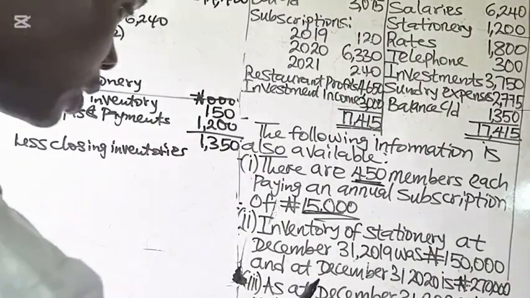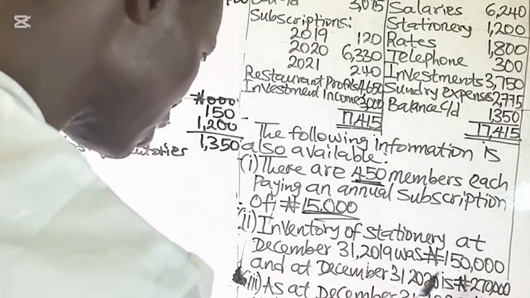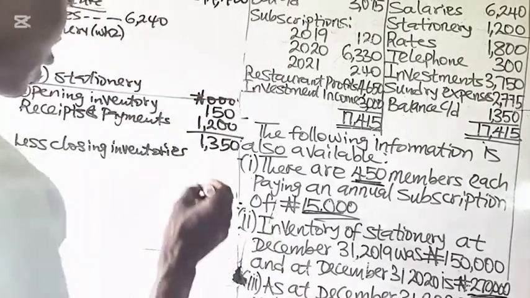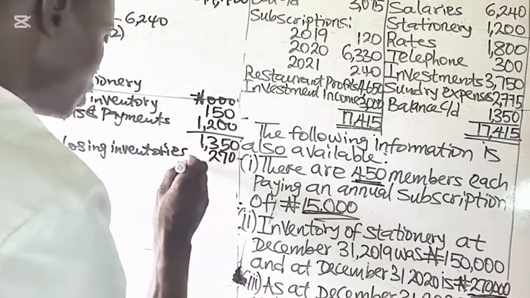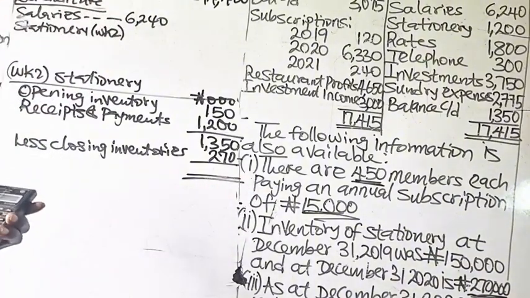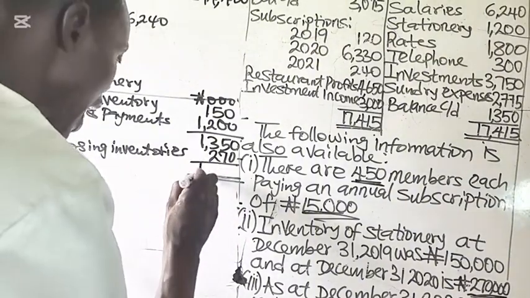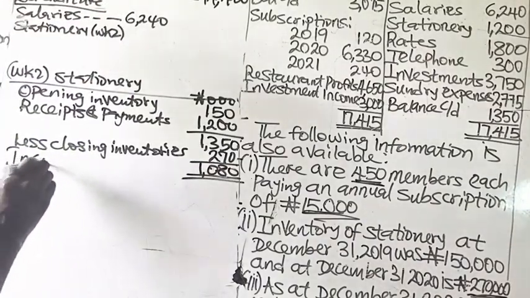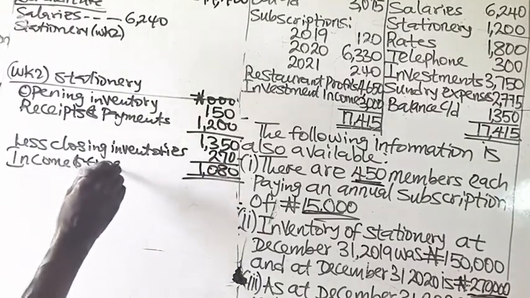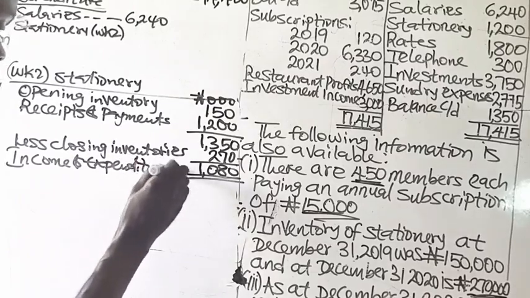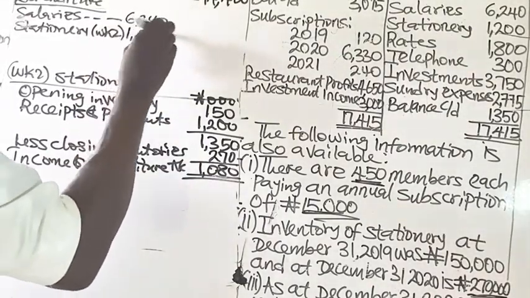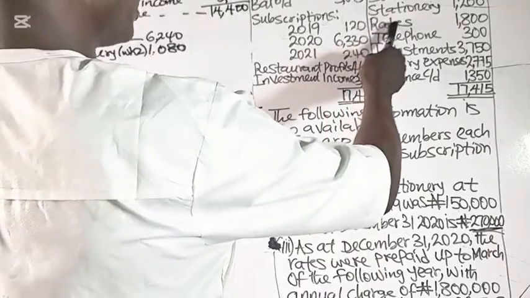The opening inventory of stationery is 150,000, and at December 31st, 2020, we have 270,000. So the closing inventory amounted to 270,000. If you subtract the 270,000 from 1,350, you have 1,080. That is the amount that will be transferred to the income and expenditure account. So we have 1,080.